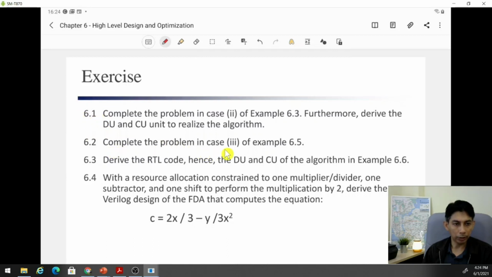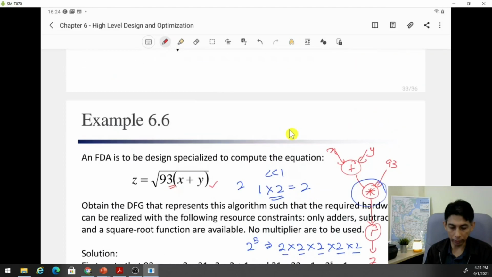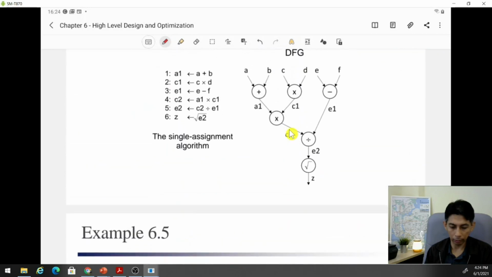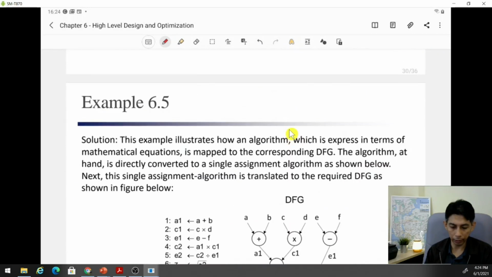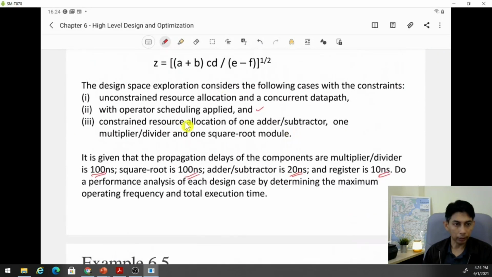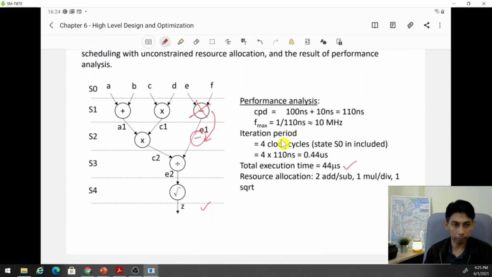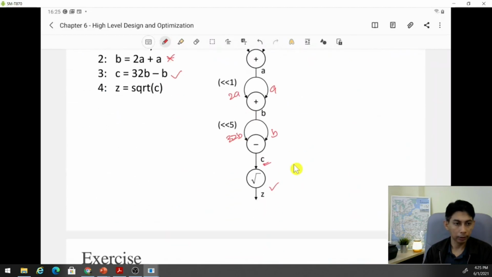Complete the problem in case 3 of example 6.5. So what is example 6.5? This one, case 3. Constraint resource allocation to one adder, subtractor, one multiplier, divider, one square root module, done already. So this one, right? Just move this one to here and you get the answer.